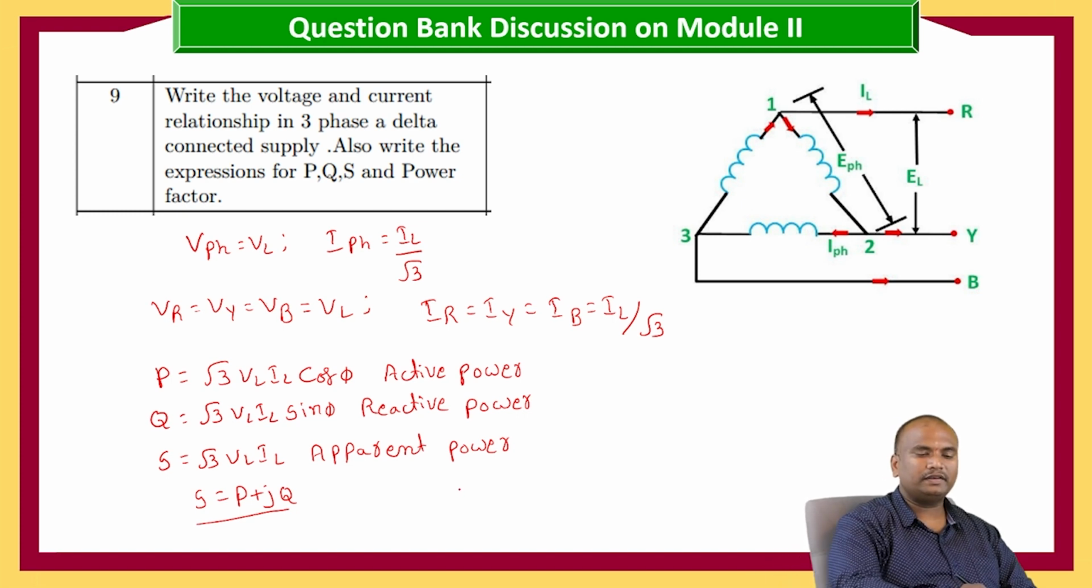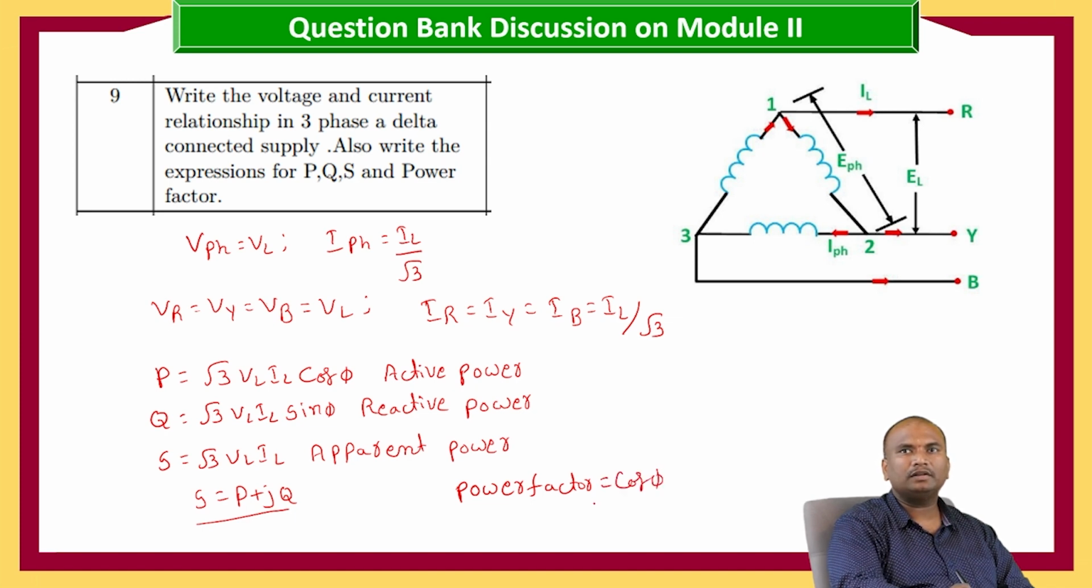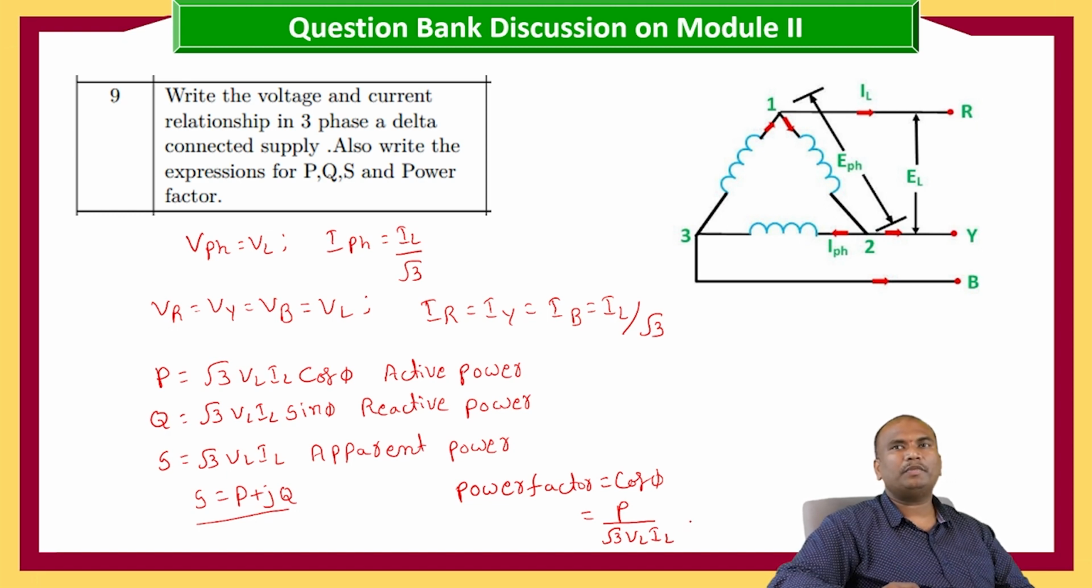Now power factor is equal to cosine value of phase angle difference between the voltage and current, that is equal to P by root 3 into VL IL. This is the power factor equation for the three phase supply.